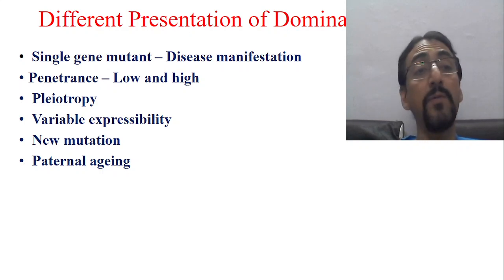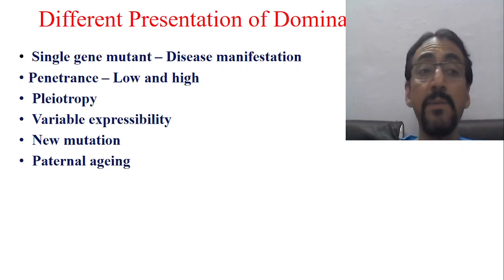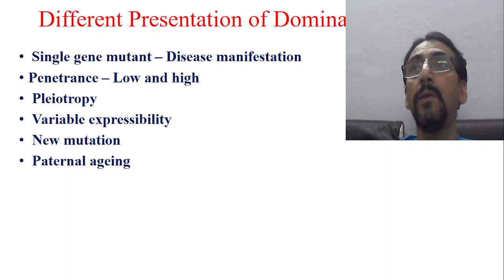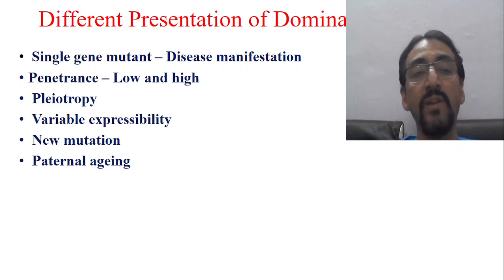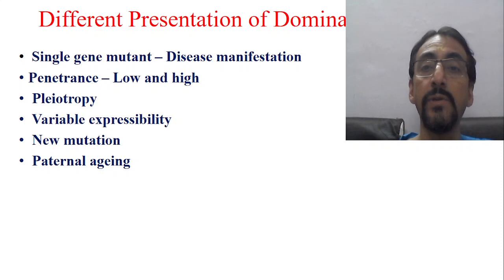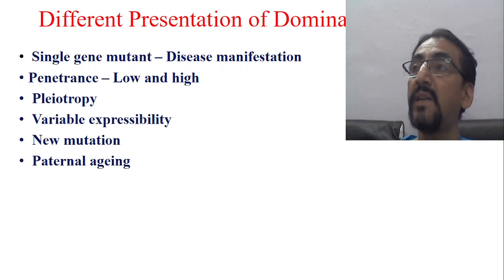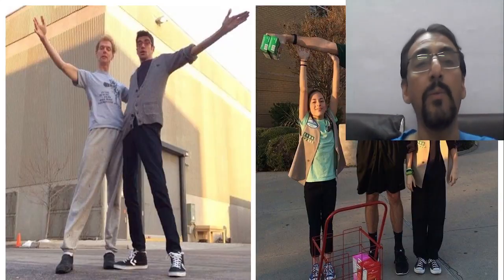Number two is the concept of penetrance. Penetrance may be low or penetrance may be high. Another concept is pleiotropy. Another presentation is variable expressibility. Another is new mutation, and another one is parental aging. If you are able to understand these six or seven presentations of the autosomal dominant trait, then definitely you will be the master of dominant traits. So we shall see one by one.